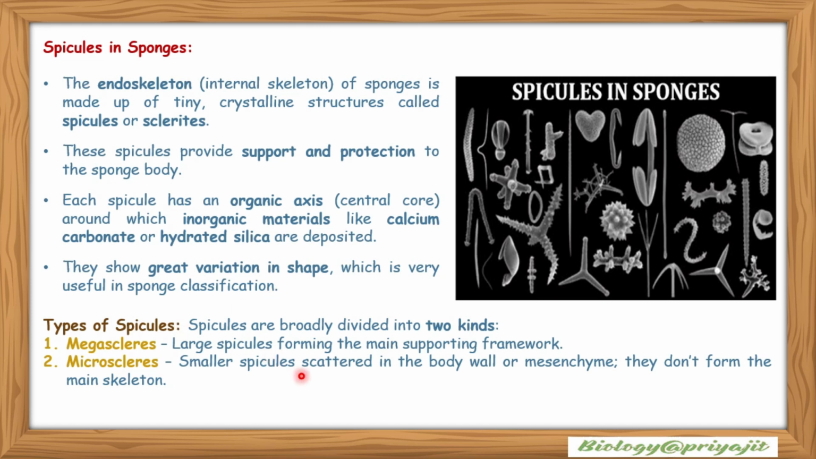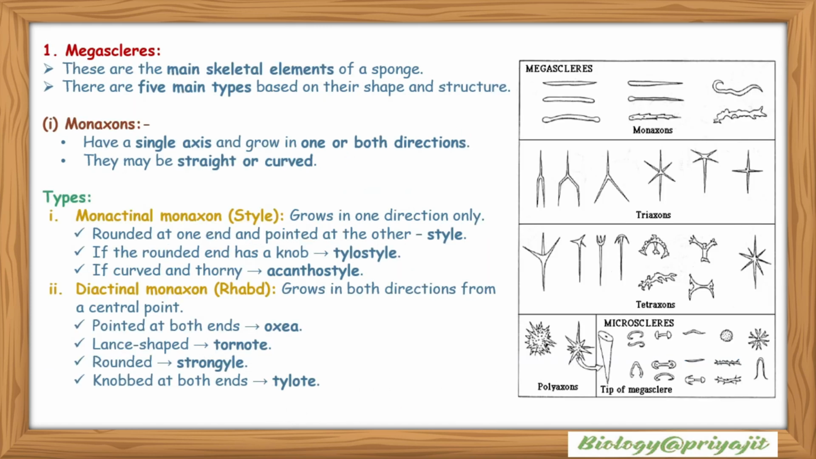Types of spicules. Spicules are broadly divided into two kinds: megascleres, which are the large spicules forming the main supporting framework, and microscleres, which are smaller spicules scattered in the body wall or mesenchyme that don't form the main skeleton. Megascleres are the main skeleton element of a sponge. There are 5 main types based on their shape and structure.